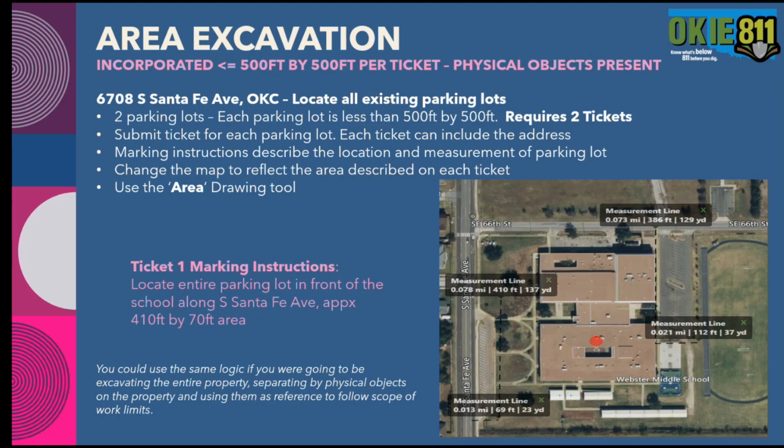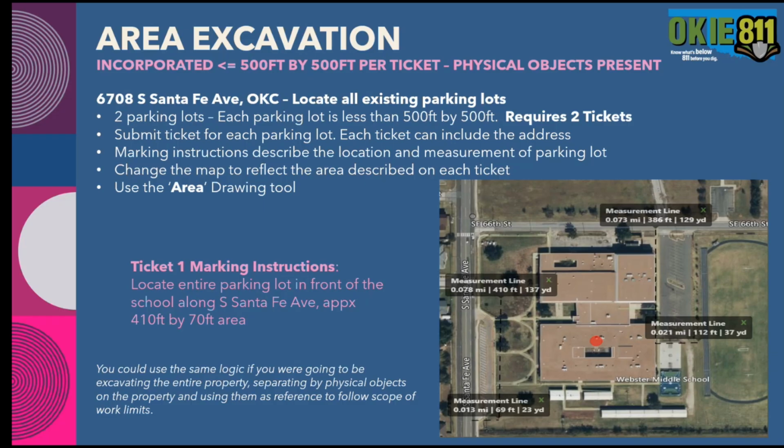However, the 2 of them together should be more, and they're on separate parts of the property anyway, so it's just easier to split them up into 2 tickets. It's going to require 2 tickets no matter what. So you'll submit a ticket for each parking lot, and each ticket can include the address. That's fine. The marking instructions would just change to reflect that particular parking lot.